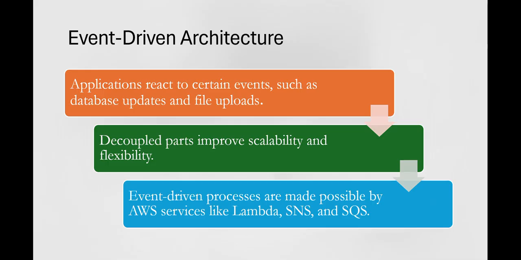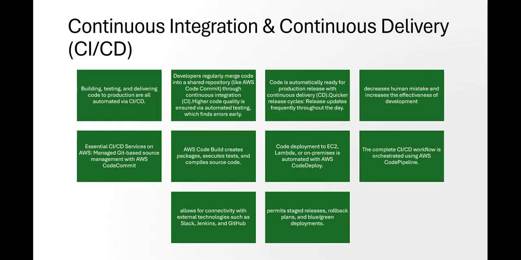Event-driven architectures: applications react to certain events such as a database update or file upload. Decoupled parts improve scalability and flexibility. Event-driven processes are made possible by AWS services like Lambda, SNS, and SQS. Continuous integration and continuous delivery: building, testing, and delivering code to production are automated via CI/CD.